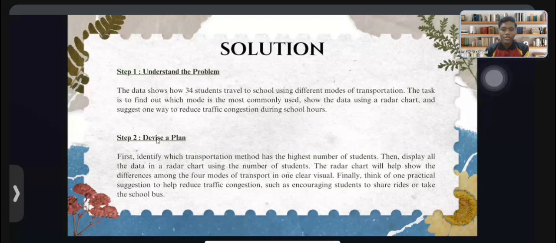Then, step 2, devise a plan. First, identify which transportation method has the highest number of students. Then, display all the data in a radar chart using the number of students. The radar chart will help show the difference among the 4 modes of transport in one clear visual. Finally, think of one practical suggestion to help reduce traffic congestion, such as encouraging students to share rides or take the school bus.